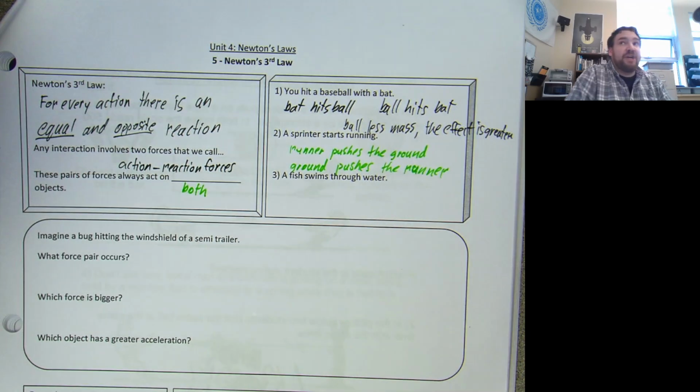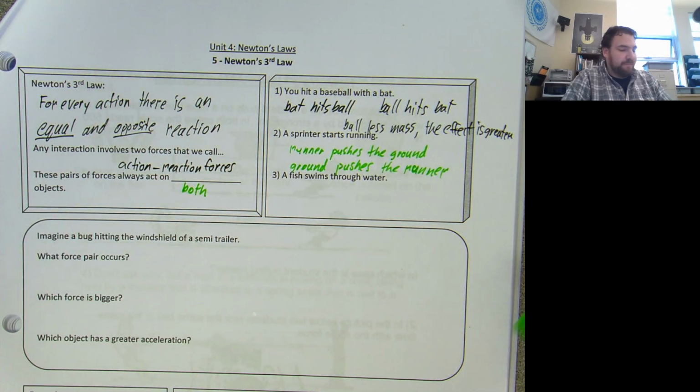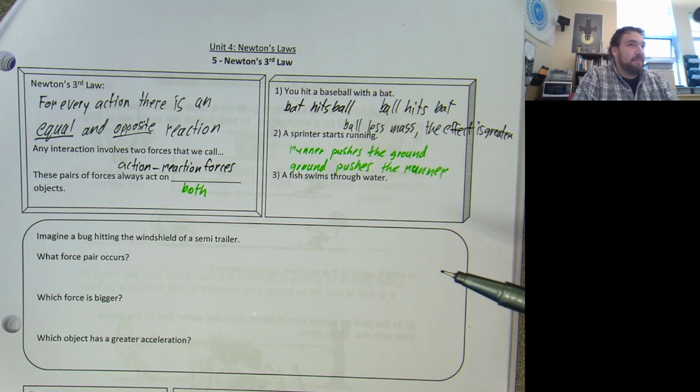You don't spin the earth. The earth pushes you forward. And then a fish swimming through water. How does a fish swim? What does it do with those fins? Well, so the fish is just doing this.